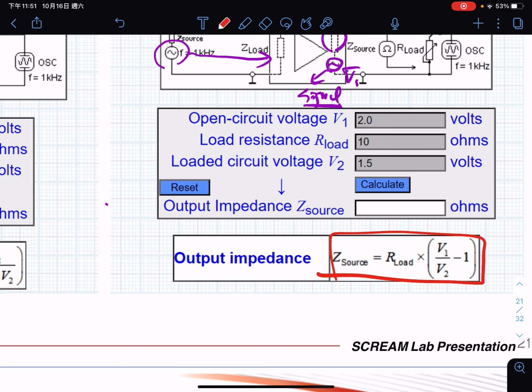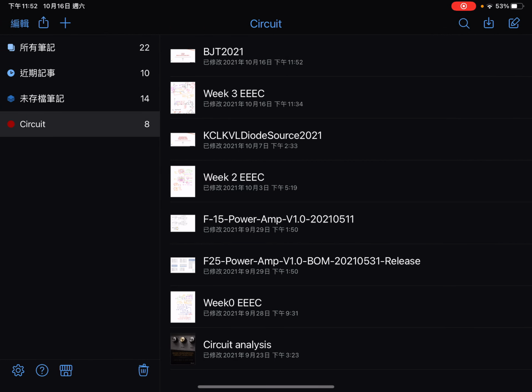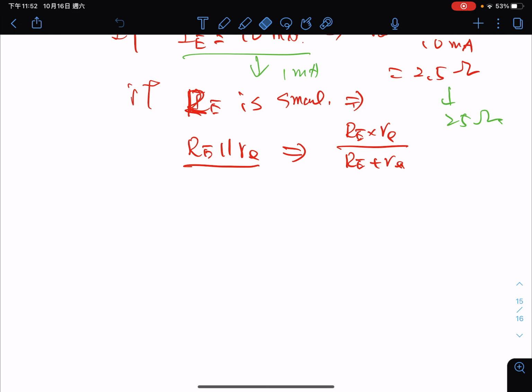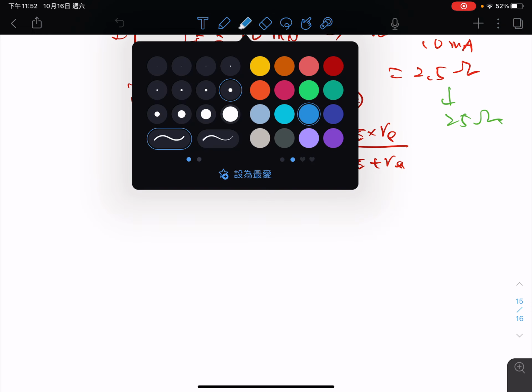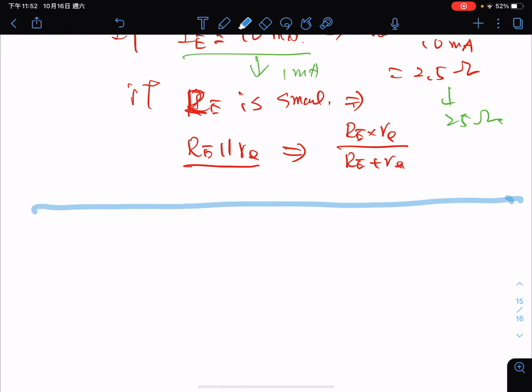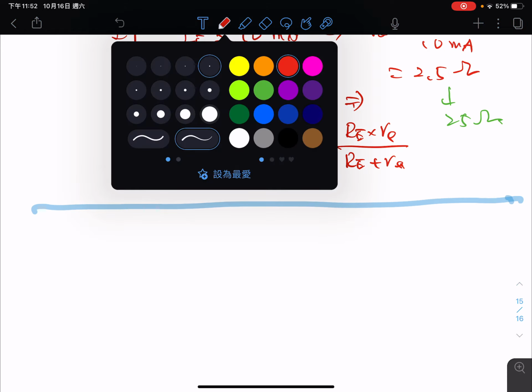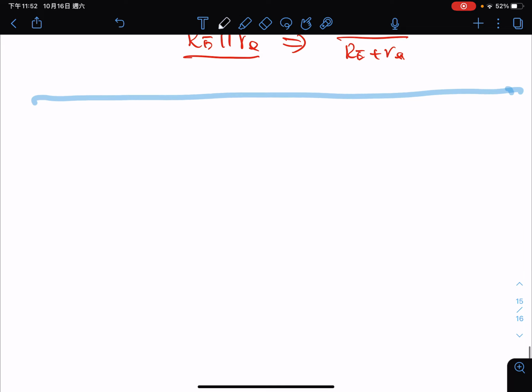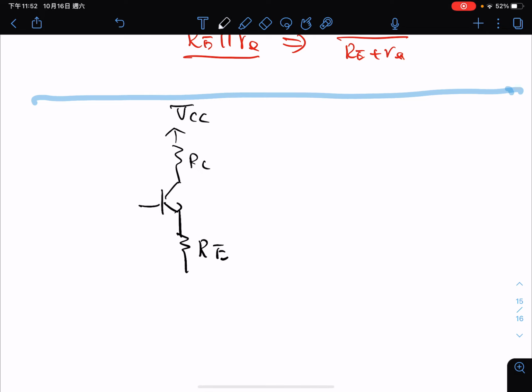Okay, so let's explain why input impedance or output impedance is important. Let me use my handwriting note. For example, we have a circuit, something like this. If we have a common emitter circuit here, it's RC, this is RE, and this is VCC, this is ground, this is our input.